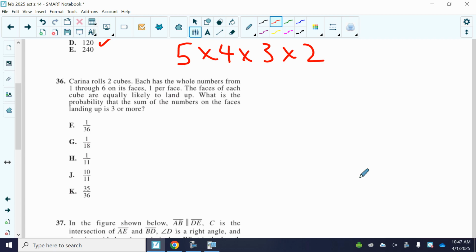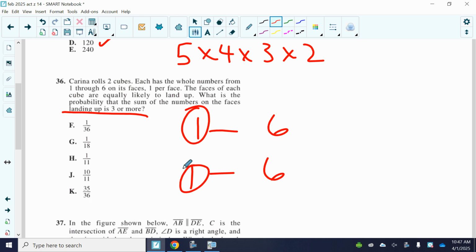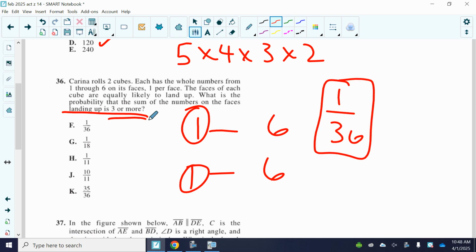So if you roll 2 cubes, y'all played dice before, huh? One has 1 through 6, the other has 1 through 6. What's the highest roll you can get? 6 and 6 make 12, huh? Well, to get 3 or more, that's everything. There's only one roll, called snake eyes: 1 and 1 make 2. So only one of the 36 rolls is less than 3, so 3 or more is the other 35 out of 36.